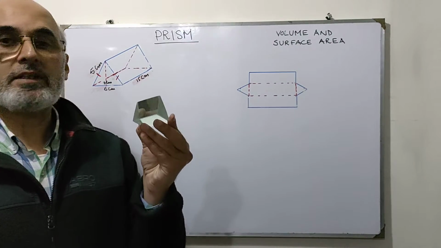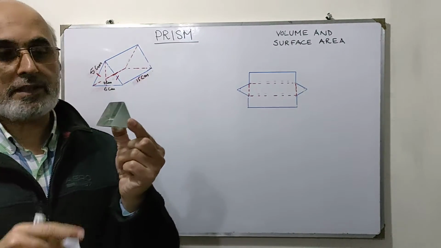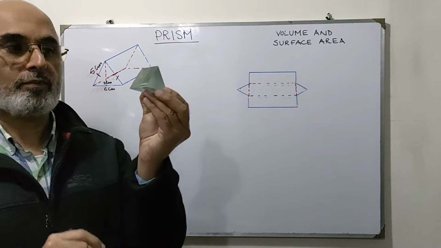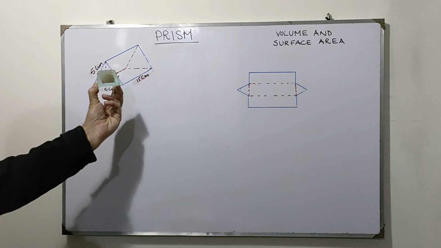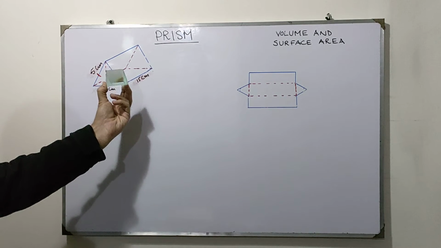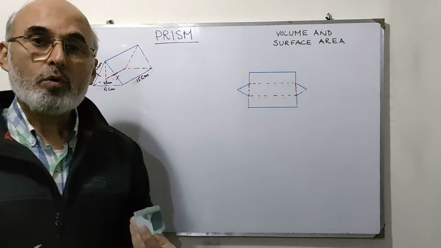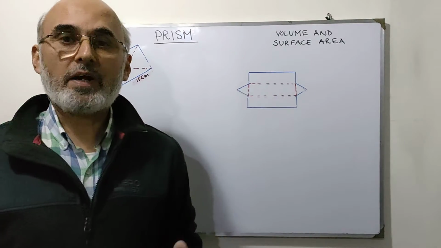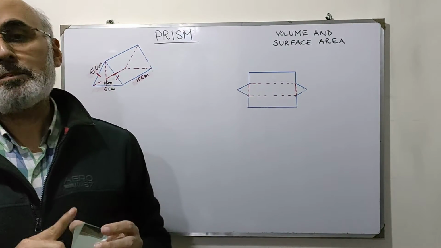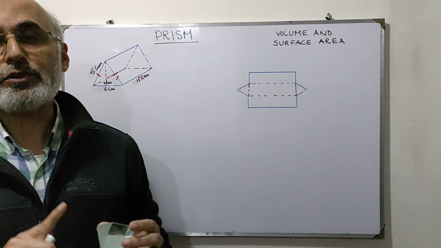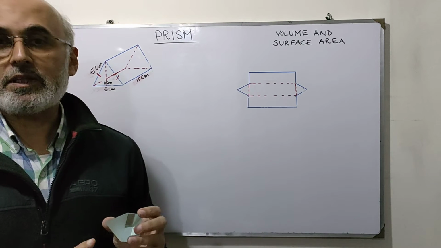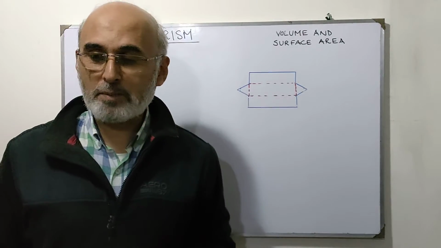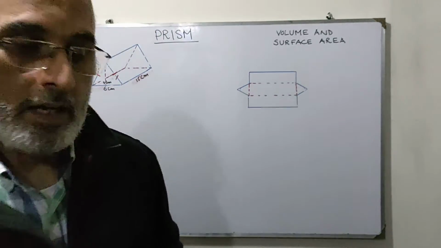You might have seen this prism in your physics lab. This is a prism, right? And what I have drawn is something like this. So, what is a prism? How do we define a prism? A prism has a uniform polygonal cross section.